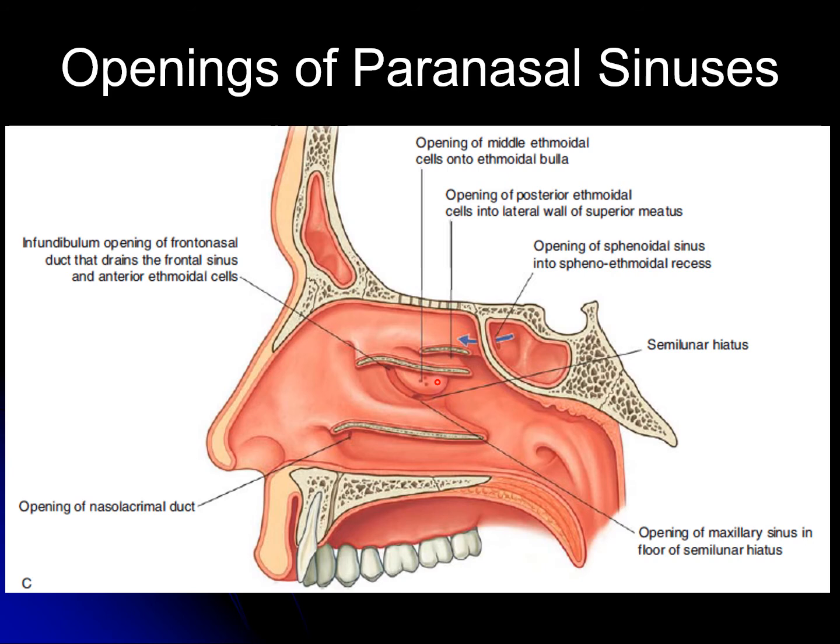So if we see the openings, the frontal sinus, as we already discussed, opens into the upper part of the hiatus semilunaris, which is known as the infundibulum, through the frontonasal duct, and in the same place anterior ethmoidal cells are also draining. In the hiatus semilunaris there is an upper part and a lower part. In the superior part we have the opening for the frontonasal duct, and along with that anterior ethmoidal cells are also opening here.